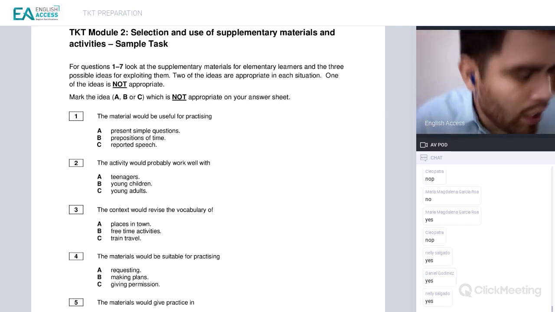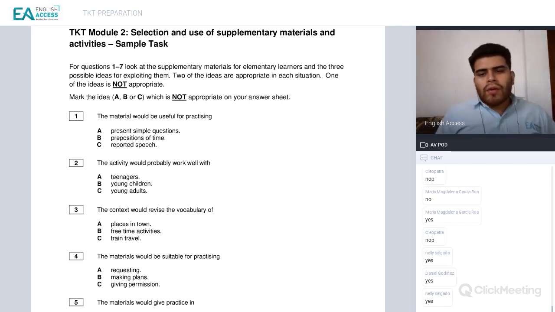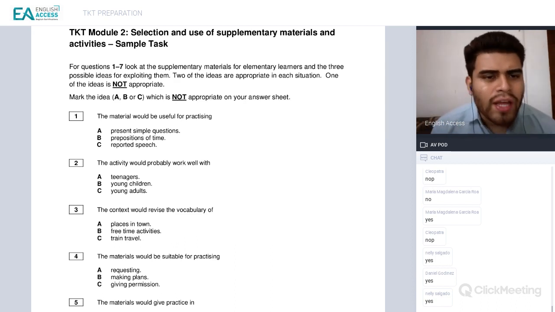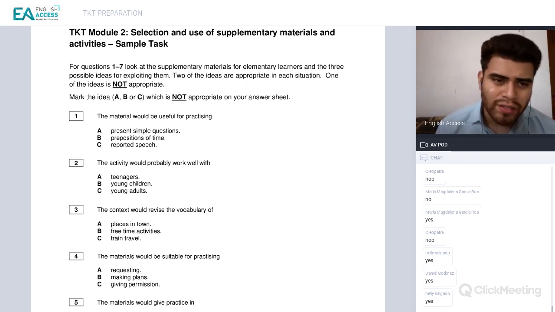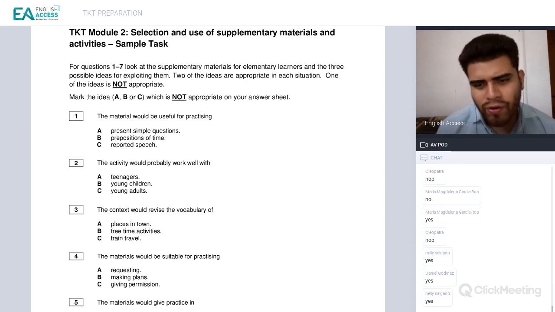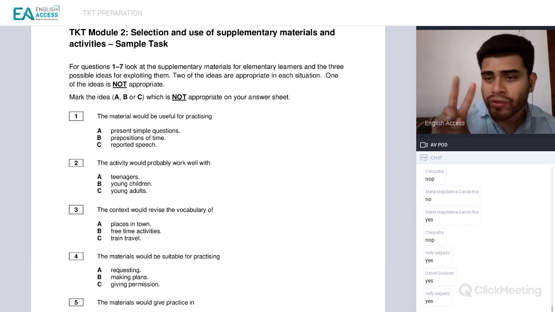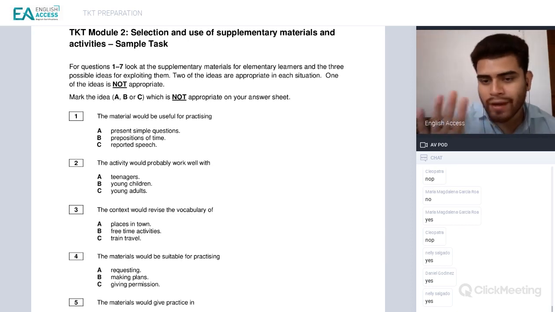So we have to look at both things, right? Let's look at number one. The material would be useful for practicing present simple questions, prepositions of time, or reported speech. Remember, two are correct and one is not correct.